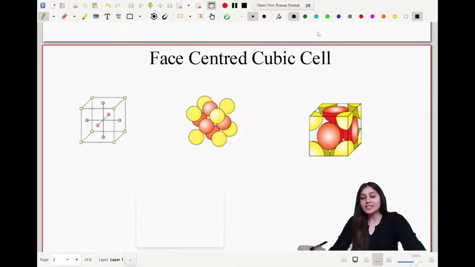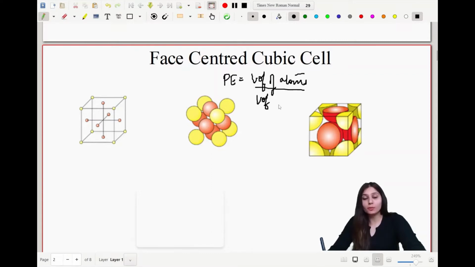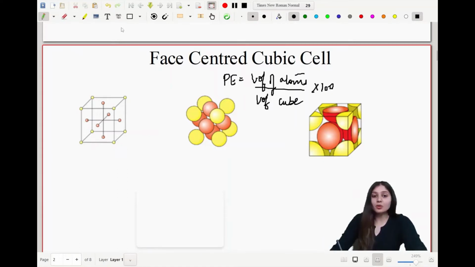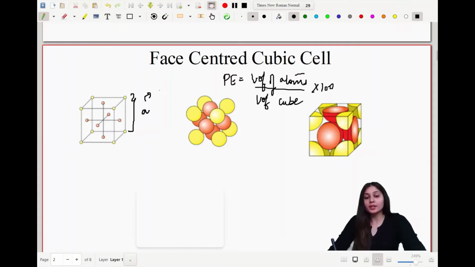Now let's see what happens in case of the face-centered cubic cell. Let's begin. The same thing is there. We have the formula of packing efficiency as volume of atoms present in the unit cell divided by the total volume available, which is the volume of the cube, multiplied by 100. It's quite easy. Again we'll assume that the edge length is a, so the denominator is a cube, which is sorted. Now we'll only talk about the numerator, which is the volume of the atoms.